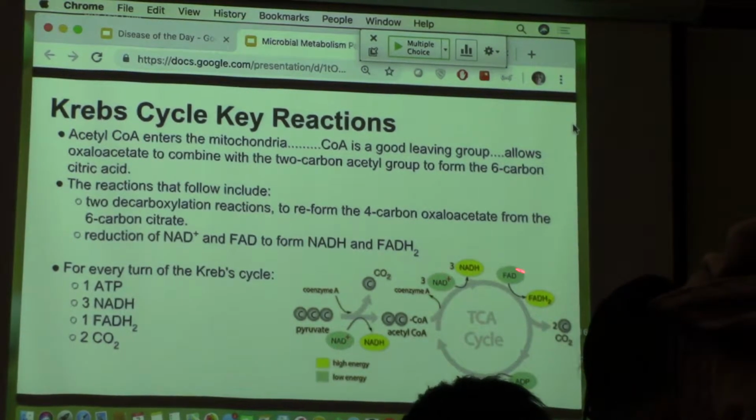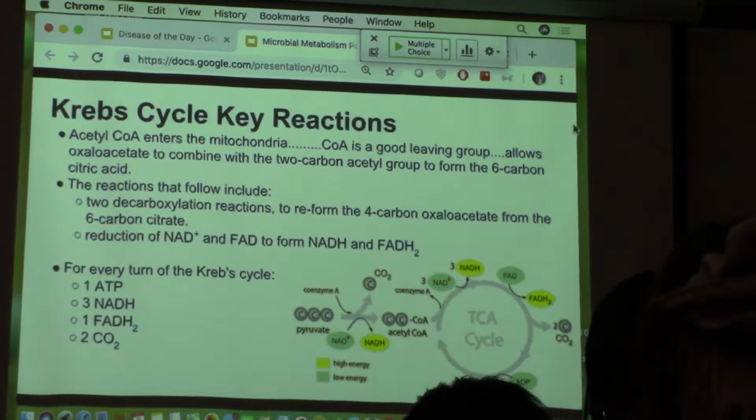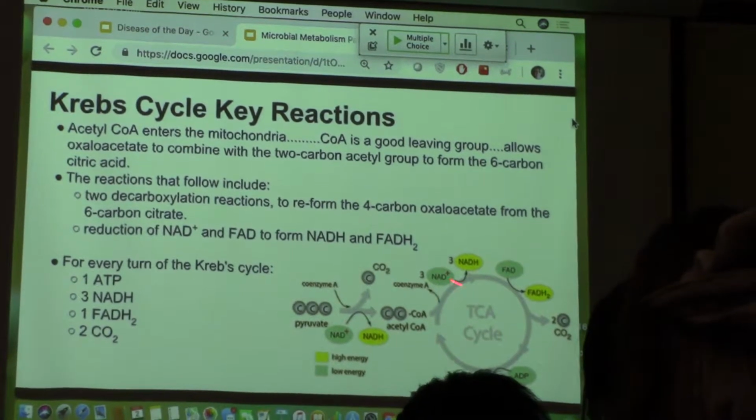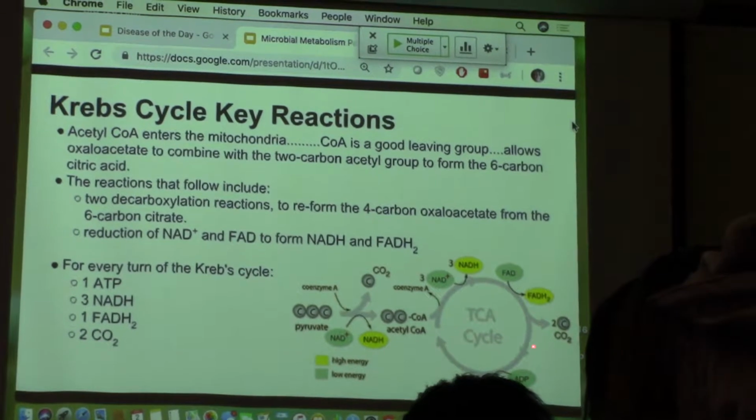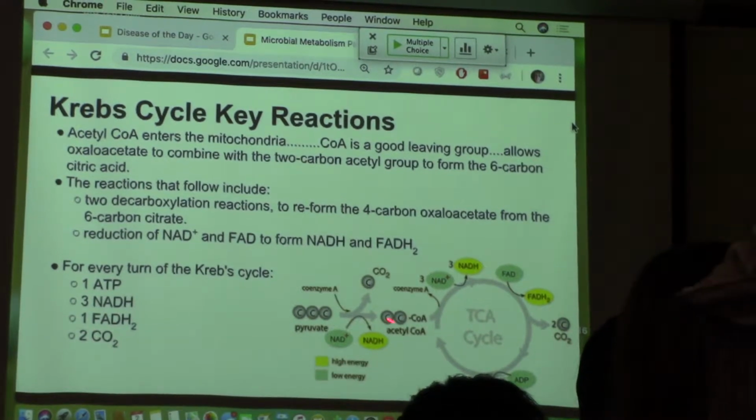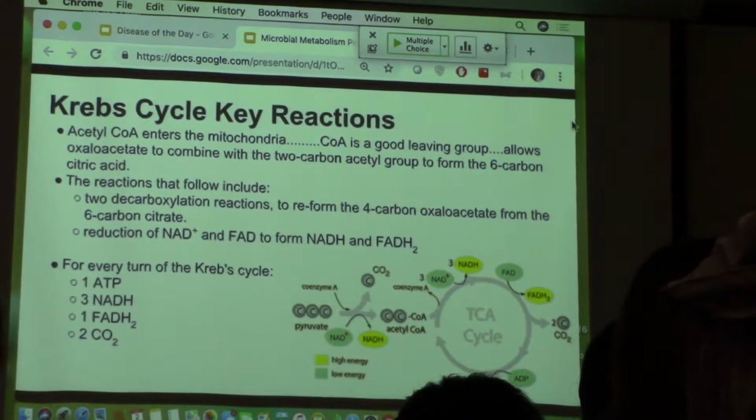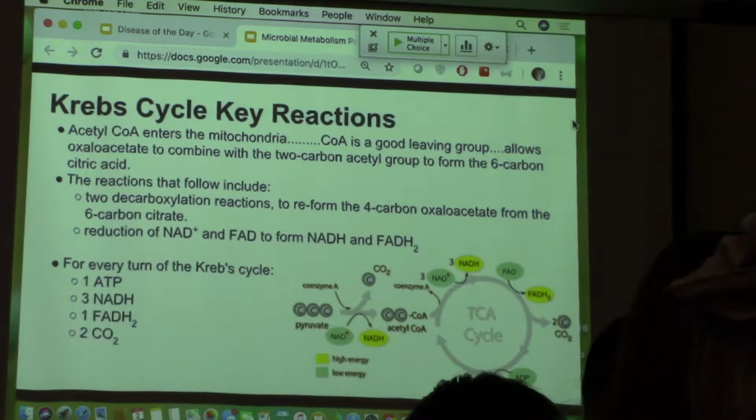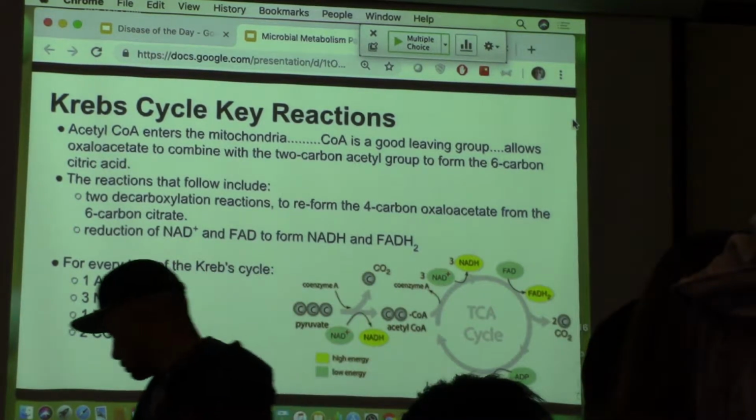And then we do 2 turns of the Krebs cycle for every glucose, because there's 2 pyruvates. So we're going to lose 2 more CO2s for every turn, but that's 4 more for a glucose. So 4 CO2 here plus 2 here is 6. That's our carbon accounting. So after the Krebs cycle, we've lost all of our carbons as CO2.